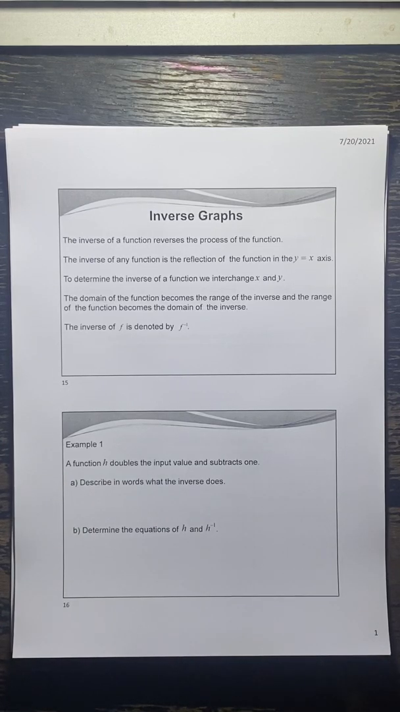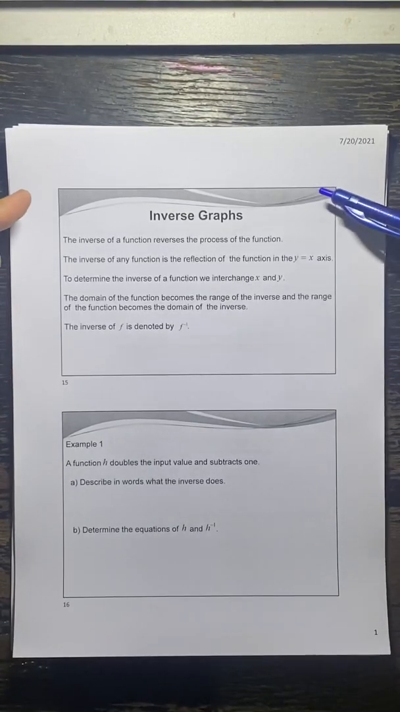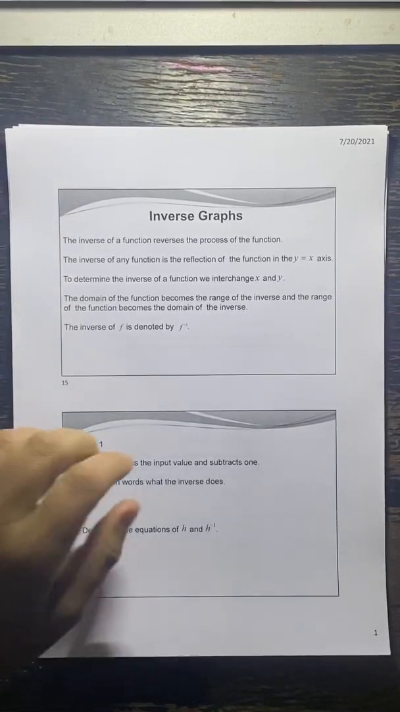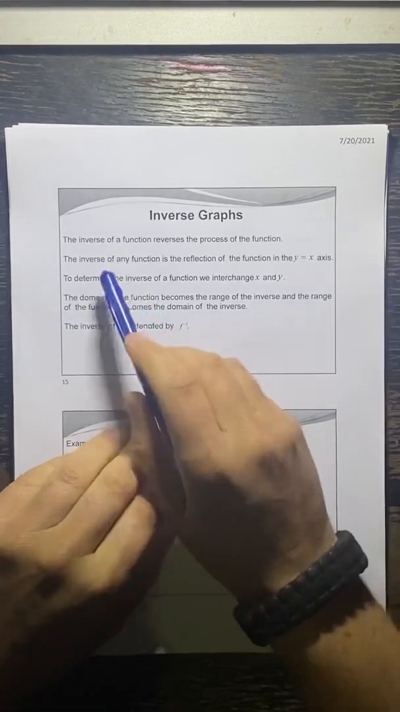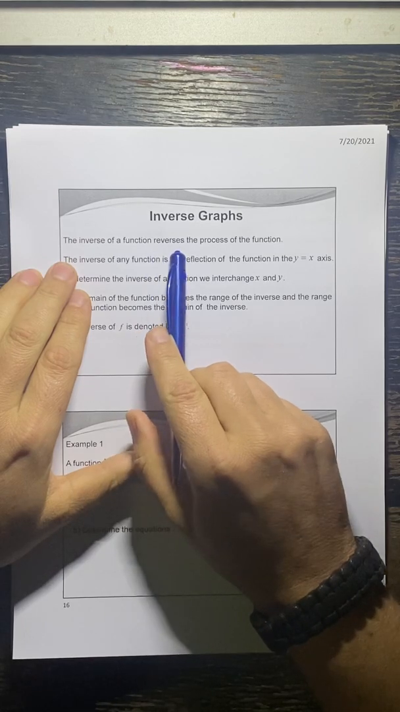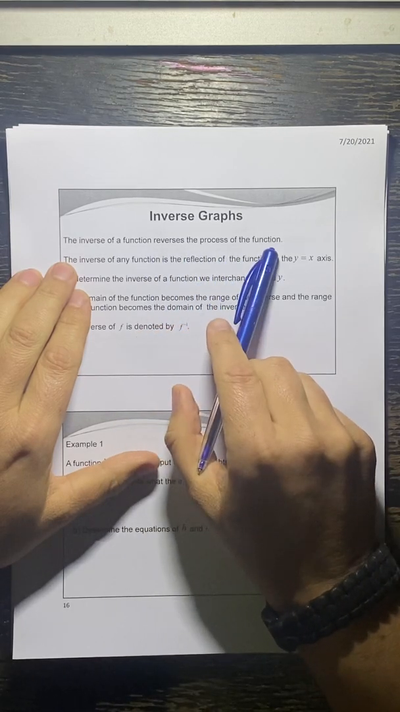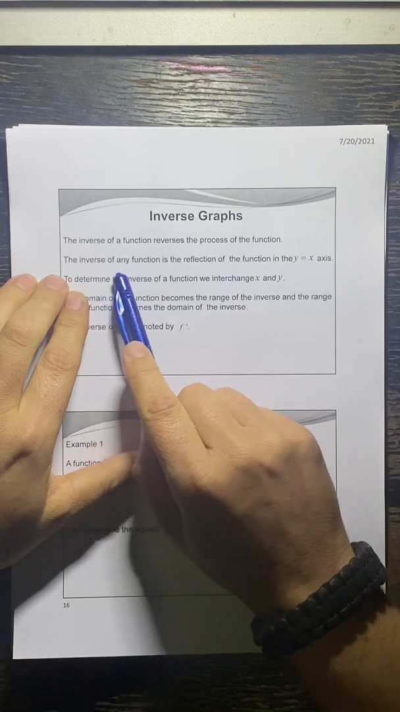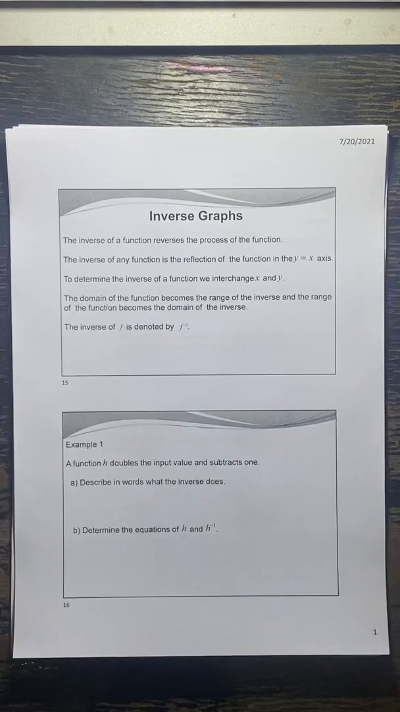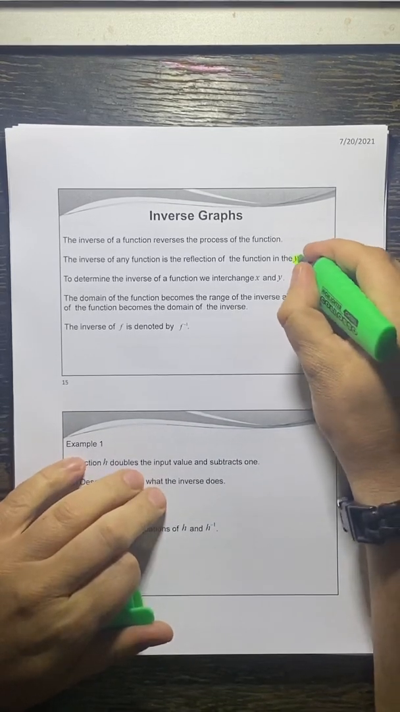Grade 12, so we are now going on to inverse graphs. All I've done here, guys, just to save space, is I've printed 2 slides per page. So that's one slide, etc. As we start here, it says the inverse of a function reverses the process of the function. The inverse of any function is the reflection of the function in the line y is equal to x. Please highlight that, that's important.